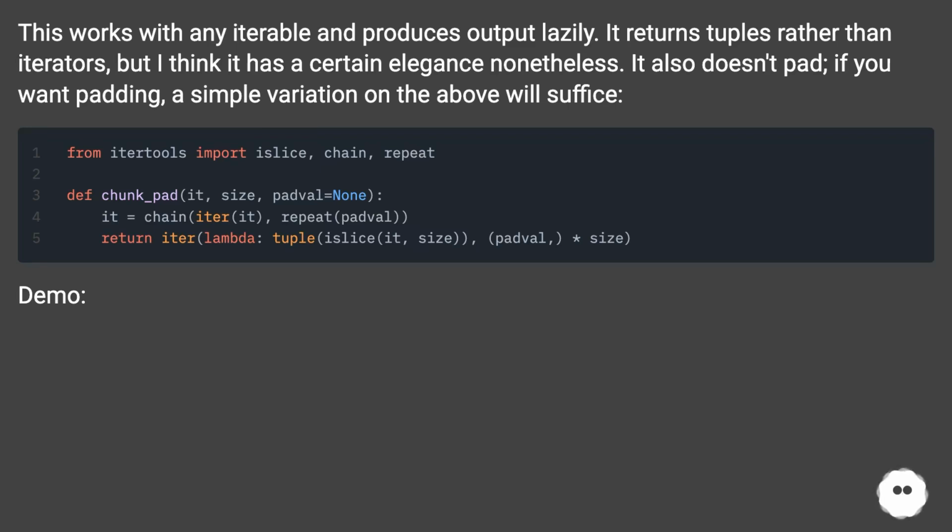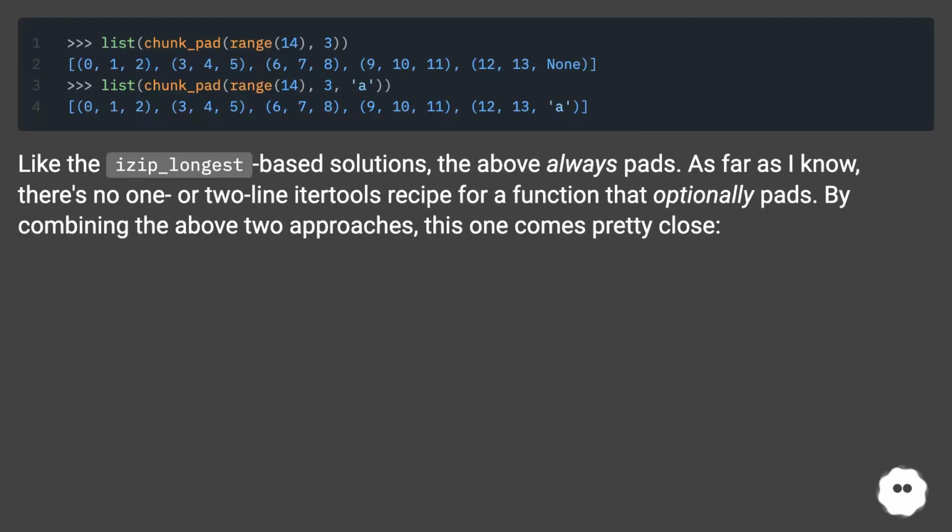Demo. Like the zip_longest based solutions, the above always pads. As far as I know, there's no one or two-line itertools recipe for a function that optionally pads. By combining the above two approaches, this one comes pretty close.